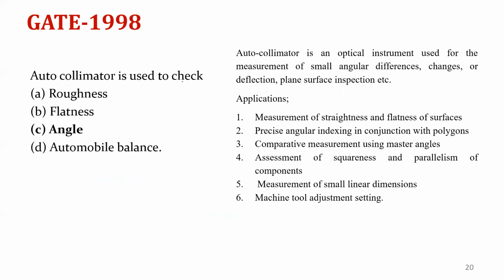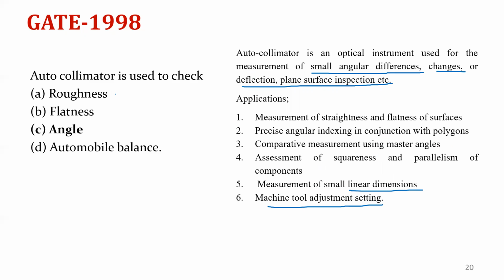Auto collimator is used to check... So let us see the applications of auto collimator. This instrument can be used for measurement of small angular differences, changes or deflection, plane surface inspection, etc. So we can measure the straightness and flatness of surfaces, precise angular indexing in conjunction with polygons, comparative measurement using master angles, assessment of squareness and parallelism of components, measurement of small linear dimensions, and machine tool adjustment setting. So in these cases, we use the auto collimator.